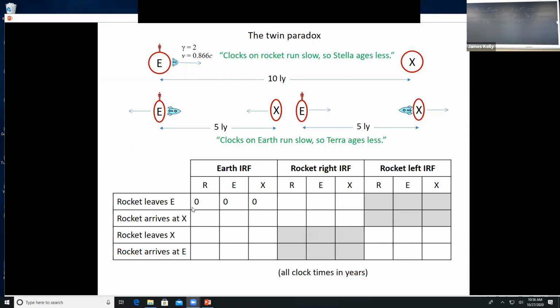Okay, so we're starting out with this information filled in here. From the Earth IRF point of view, the rocket, Earth, and X clocks all read the same thing at that particular instant in time, where instant is defined by who's on Earth. An instant of time means something different in different moving frames.